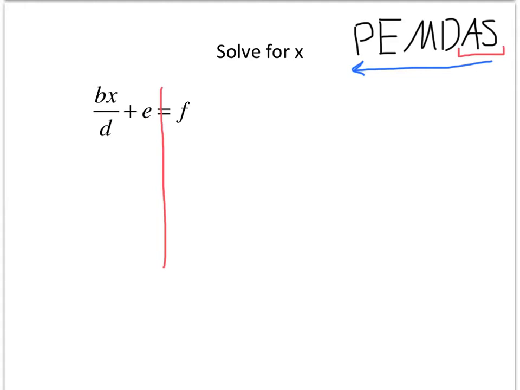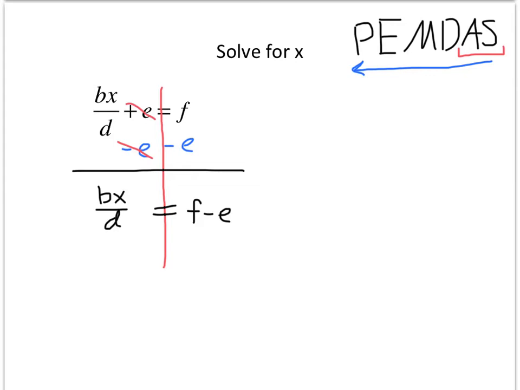I notice that I have this addition of e. I'm going to subtract that e from both sides. And this is going to leave me then with plus e and negative e, add to 0. So nothing but bx over d equals, and on the left-hand side, I can't combine f and e because they're different terms. So I'm just going to write f minus e.